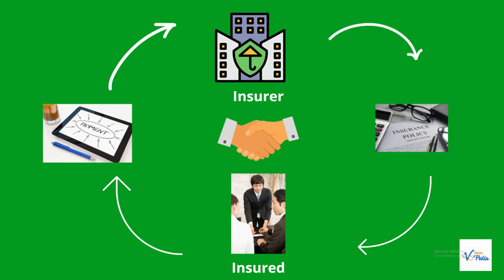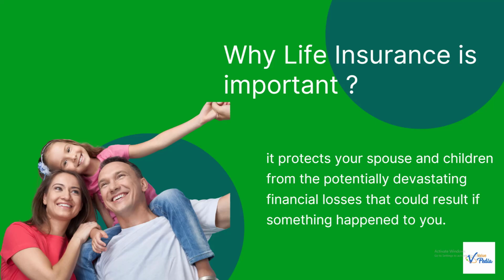So an insurance policy is a binding contract between you and the insurance company, which states that you pay this amount of premium. If something were to happen to you, they will give your designated beneficiary the amount of coverage that you contracted with them. So why is life insurance so important? It protects your spouse and children from the potentially devastating financial losses that could result if something happens to you.